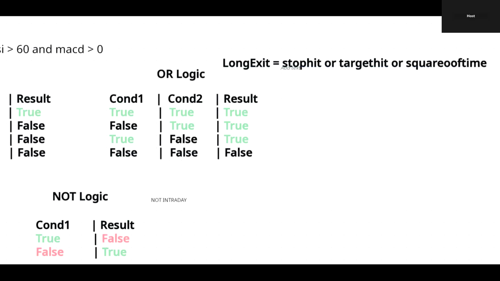If any one of those conditions is true, the outcome, even if just one statement is true, the entire statement will become true. It will return a true value over here for that particular bar.